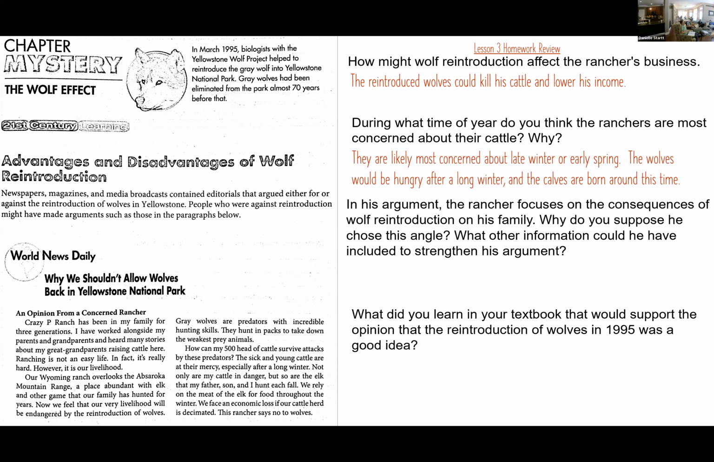So in his argument, the rancher focuses on the consequences of wolf reintroduction on his family. Why do you suppose he chose this angle? And what else could he have talked about to strengthen it? He made this personal. So why do you think he made it personal? Claire. To give it more weight behind his words. Okay, give it some weight. Caitlin. He could strengthen his argument by giving numbers and data behind it. Statistics and facts. Yeah.